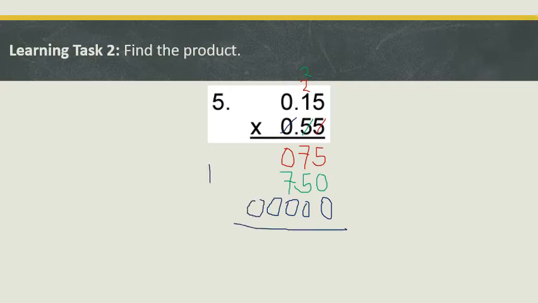Okay, so add na natin siya. 5 plus 0 plus 0 is 5. 7 plus 5 is 12. Carry 1. So, 7 plus 1 is 8. So, bring down natin yung dalawang 0.